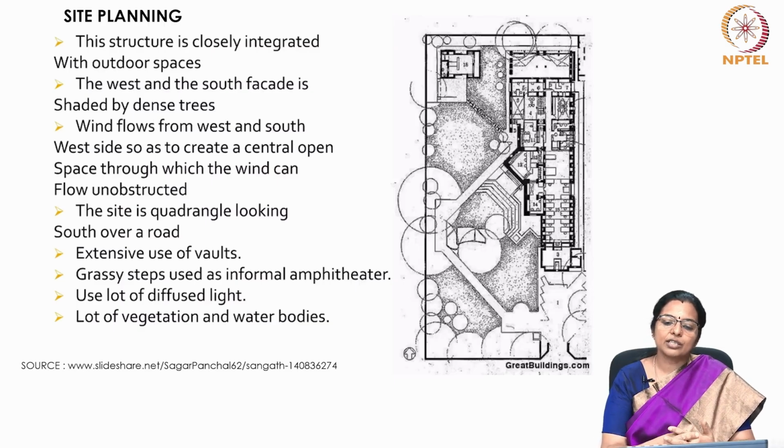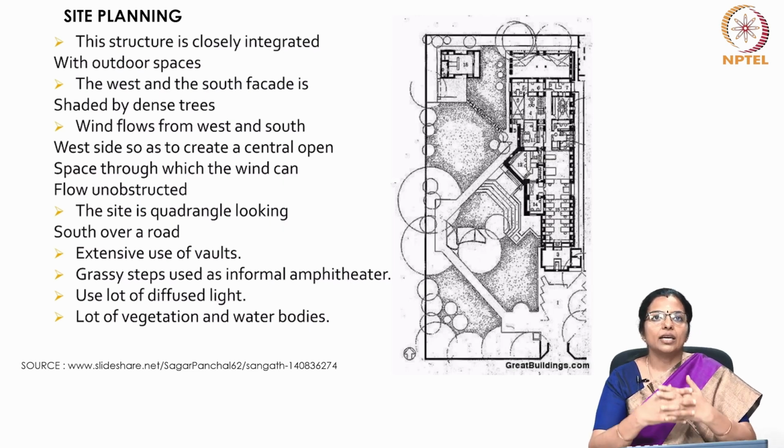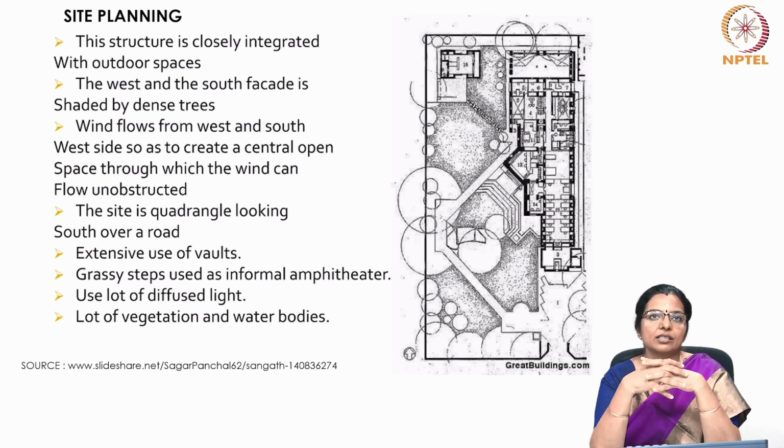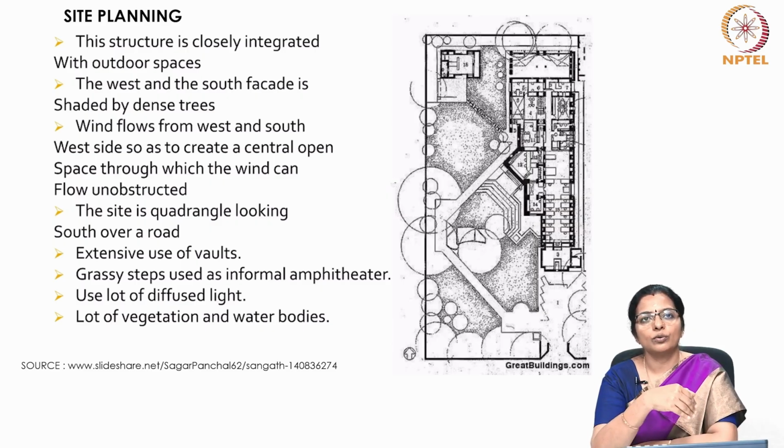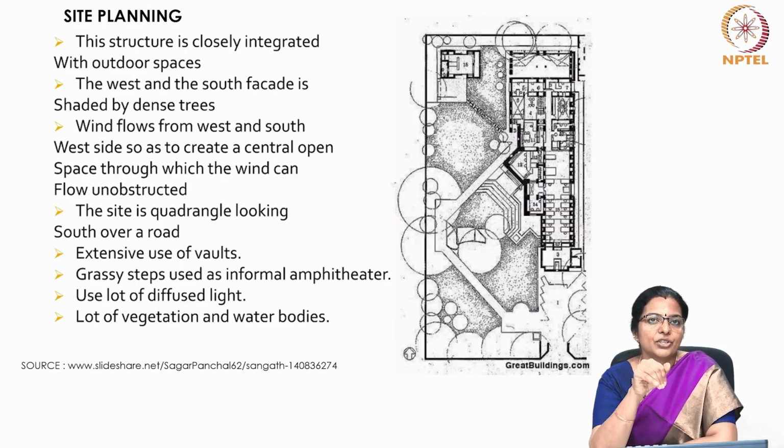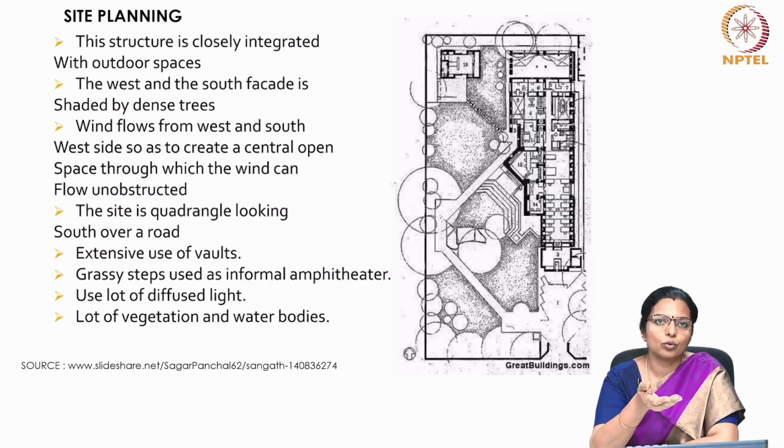This structure is closely integrated with outdoor spaces. The west and the south facade is shaded by dense trees, and wind flows from west and southwest side have been tapped to create a central open space through which the wind can flow unobstructed. The site is a quadrangle overlooking south over a road.